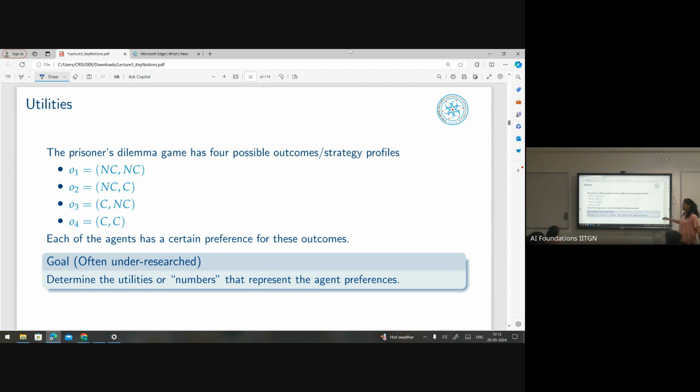So the goal is to determine the utilities or numbers that represent the agent preferences. This is a topic which has been researched for quite a while, and people have come up with surrogate theories. But of late, this is something that is holding back game theory in some sense, because we don't really know how to extract utilities from it. So that's a bit of a thing that I wanted to mention before.